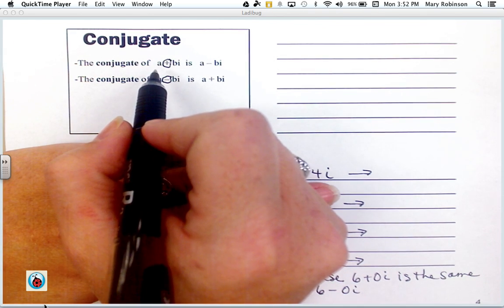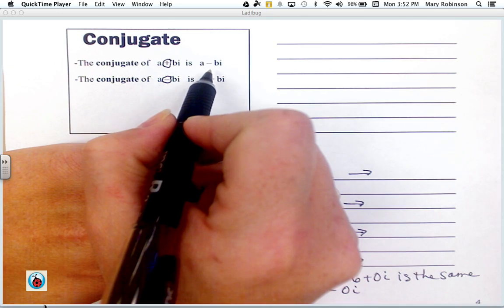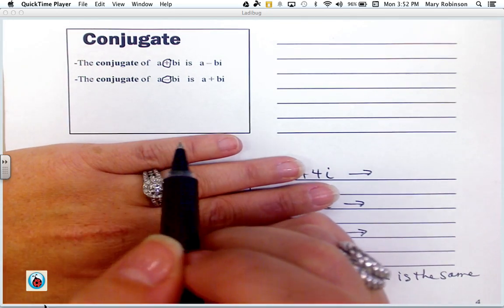Notice positive a still remains positive a. However, this plus changes to a minus. So keep that in mind as we are looking at finding the conjugate.